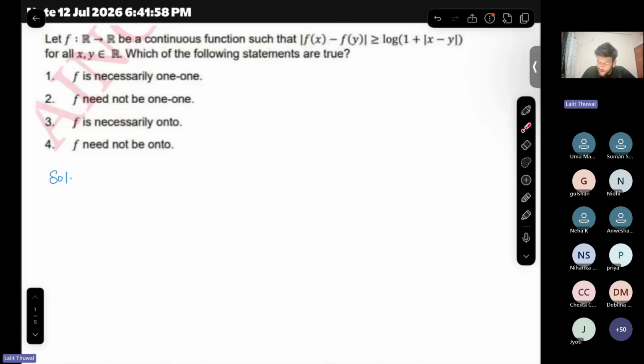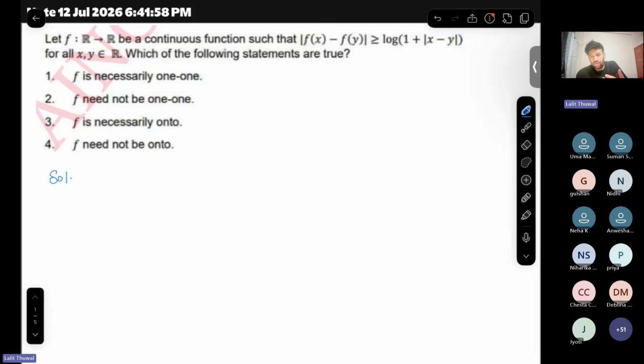Okay, so what does the problem say? It says let f: R to R be a continuous function such that mod f(x) minus mod f(y) is greater than or equal to log(1 plus mod x minus y) for all x, y in R. Which of the following statements are true? The first one says f is necessarily 1-1, f need not be 1-1. Okay, let's try to see that.